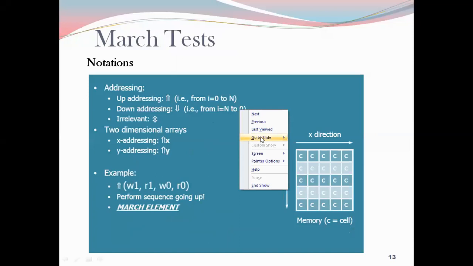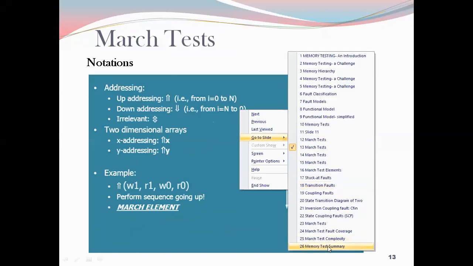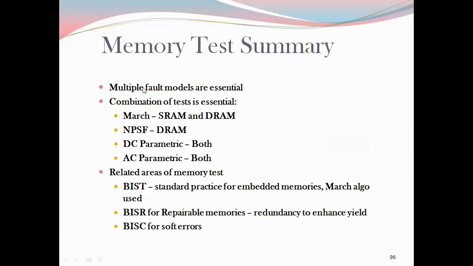So to summarize, we know that memory testing is very essential, but it is a little more complicated than logical testing. So it requires multiple fault models to be used. These testing can be a combination of a number of tests. For example, March tests are sufficient for stuck-at faults and transition faults in SRAM and DRAM, whereas the neighborhood pattern sensitive faults in the DRAM could be detected not by March, but by different techniques.